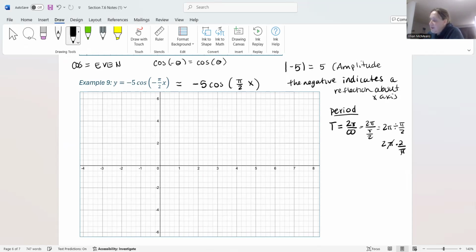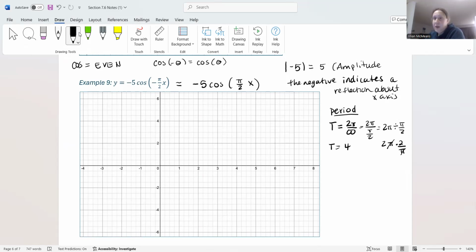Well, the pi's cancel, telling me that my new period is 4. The cool thing about that, that's a little wacky because we've hopefully gotten used to dealing with pi. But what's nice is it's going to be super easy to work with. When the period ends up being just an integer value, it's extra nice, okay? So our period is now 4.